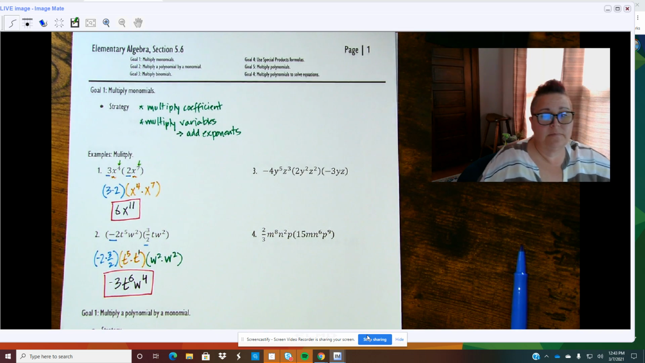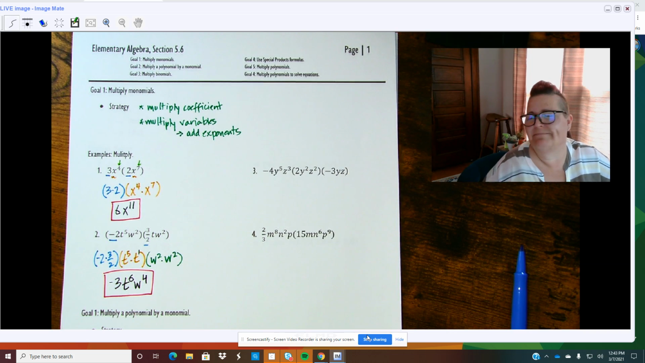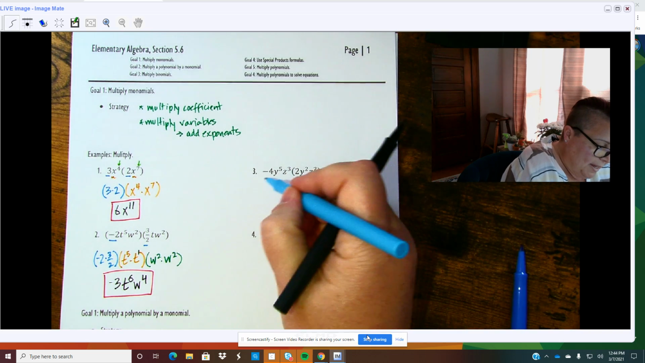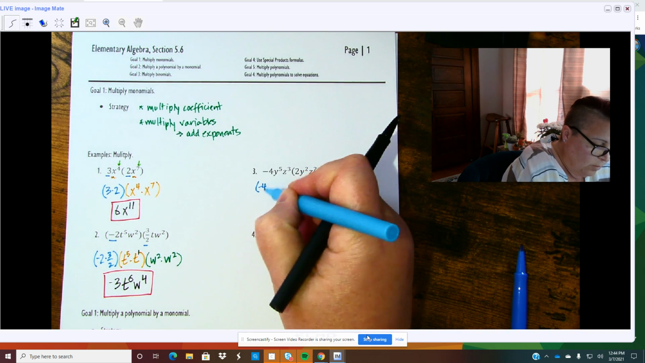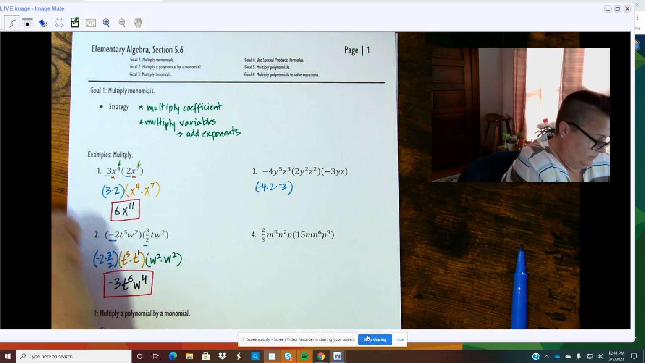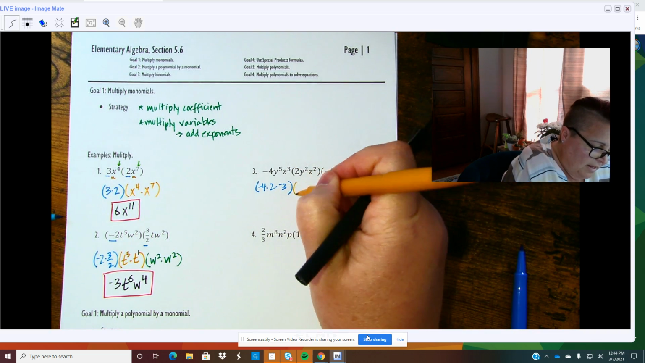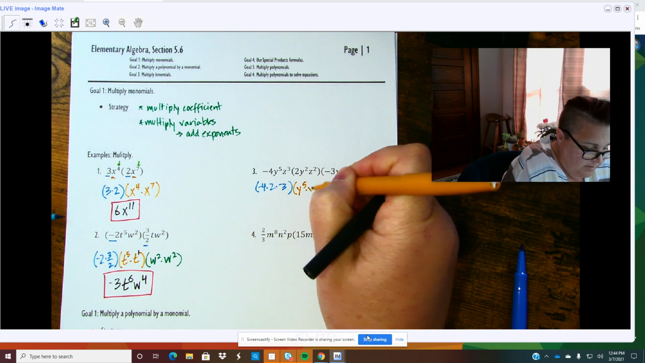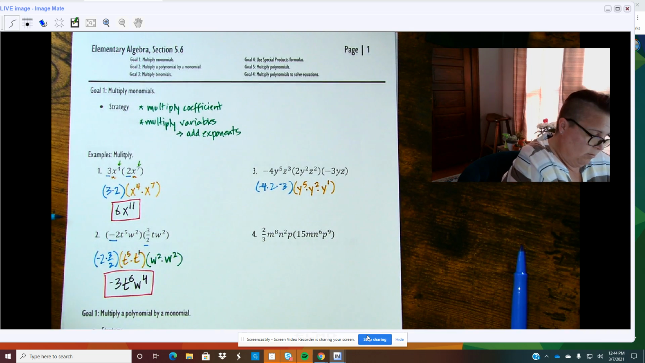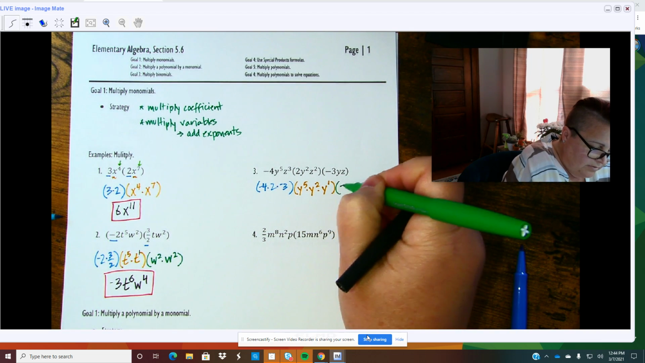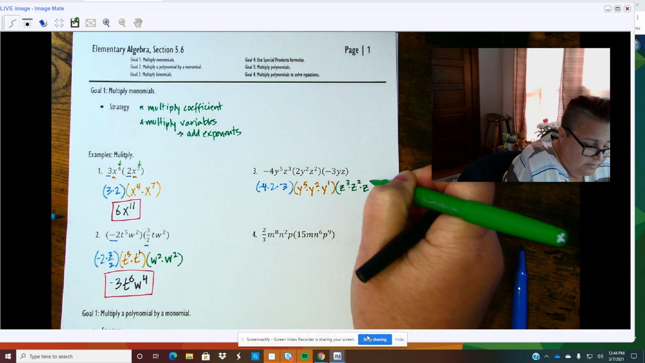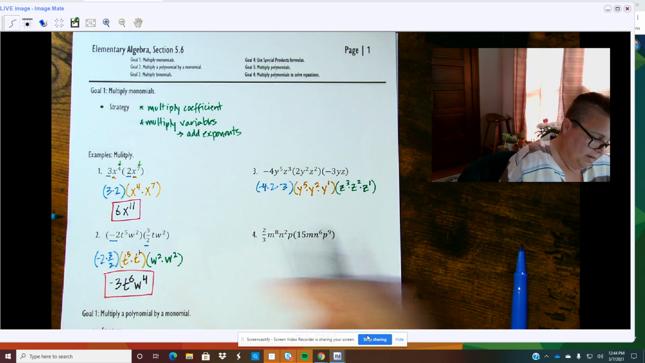All right. Great. What do we do when there's 3 of them? Same thing. We just have more, right? So my coefficients here would be a -4 times the 2 times the -3. Then I have a y to the 5th times a y squared times a y to the 1st, because there's no power on that one. And then I'd have a z to the 3rd times a z squared times a z to the 1st, again, because there's no power there.